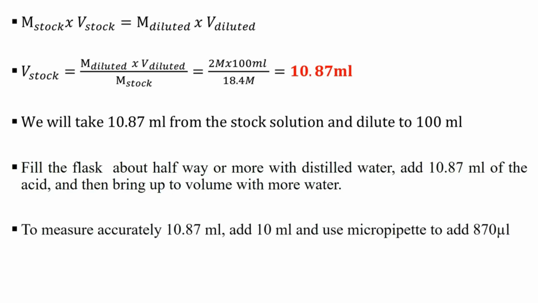To measure accurately 10.87 milliliter, you will add 10 ml of sulfuric acid, and then you will use a micropipette to add 870 microliter of acid.